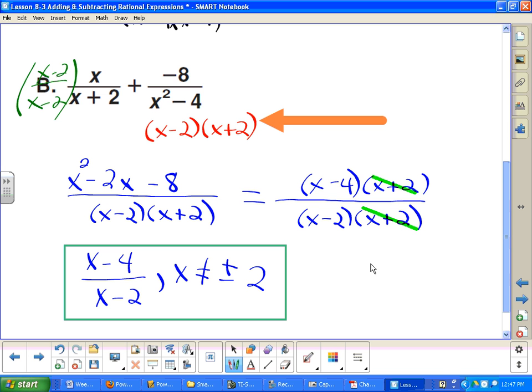All right, so finding the common denominator, factor the denominators. What one has and the other one doesn't have, then you need that. Okay. So let's look at subtracting.